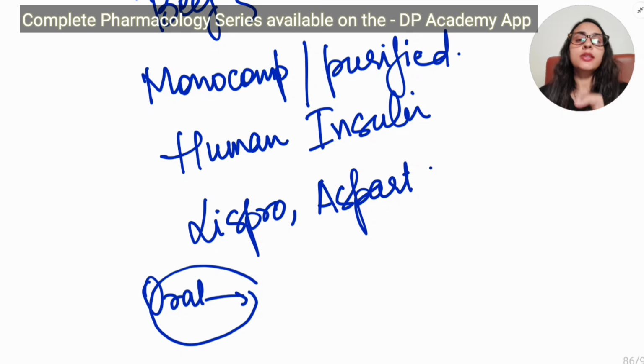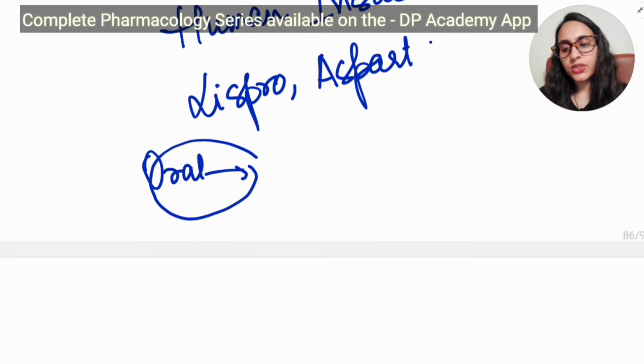If the patient is under stress, or is having any infection, or is going for any surgery, in that case you can shift from the oral hypoglycemic drugs to the insulin. So these are the criteria in which you can give insulin to the patient.